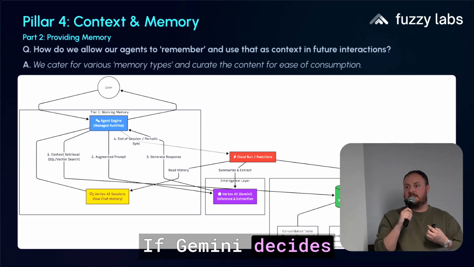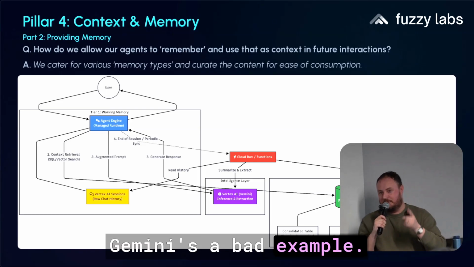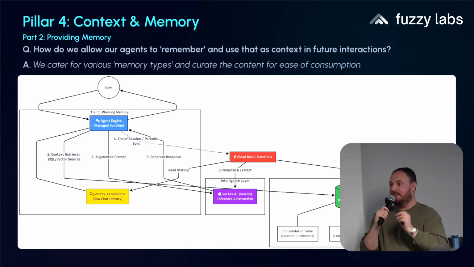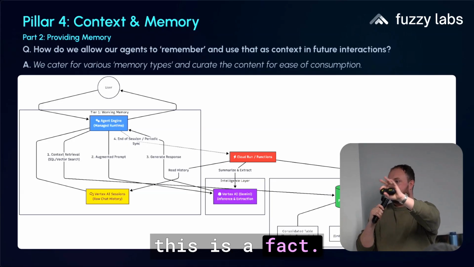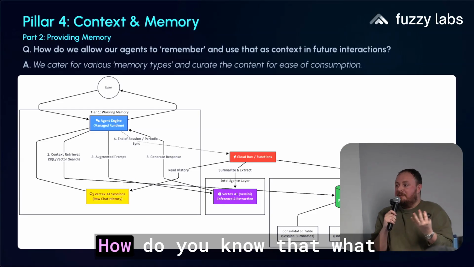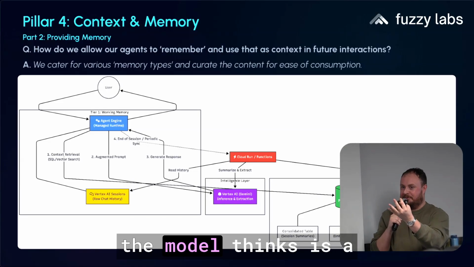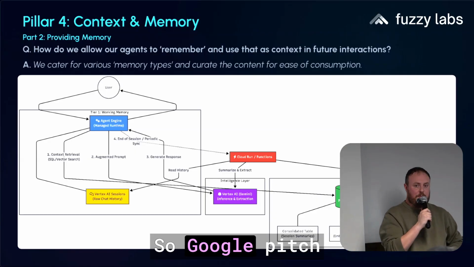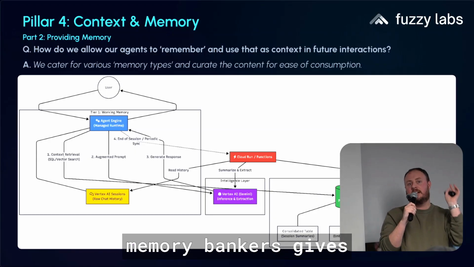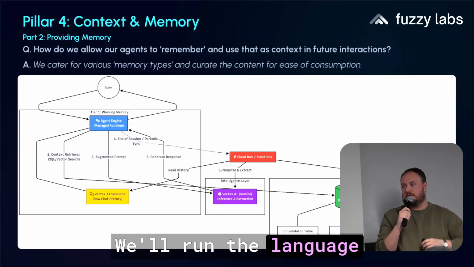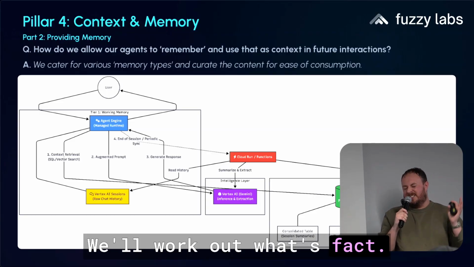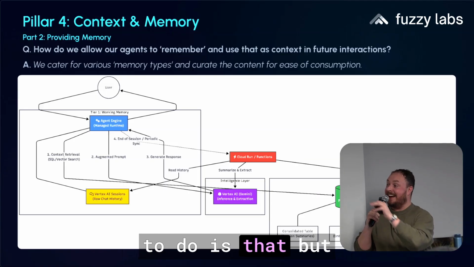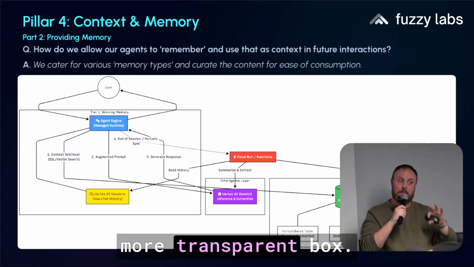If Gemini decides, Gemini's a bad example because we are using Gemini. If a language model decides that this is a fact, is it really a fact? How do you know that what the model thinks is a fact is actually a fact, and is that reliable? So Google pitch Memory Bank as: give it a chat transcript, we'll run the language model over it, we'll work out what's fact, don't worry about that, and we'll store that. No, thank you. So what we're trying to do is that, but a more transparent box.